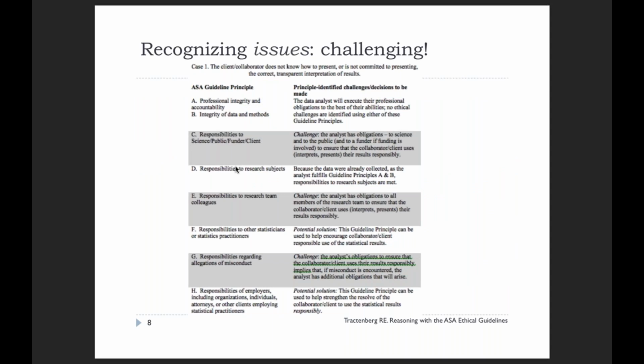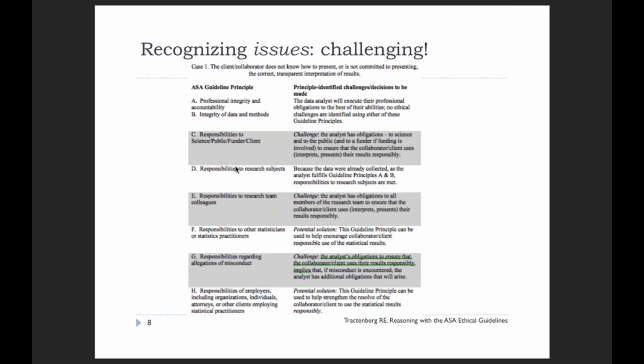You can see that the case is simply that you are an analyst of whatever level, professional or casual, and you have a client or a collaborator who either doesn't know how to present correct, transparent interpretation of results or is not committed to presenting correct and transparent interpretation of results. This could be a person who insists on cherry picking, or a person who simply doesn't understand, showing only the p-value that is less than 0.05, that of course that's what people want to do. Why don't you want to do that? You are impeding me. That collaborator might say something like that.